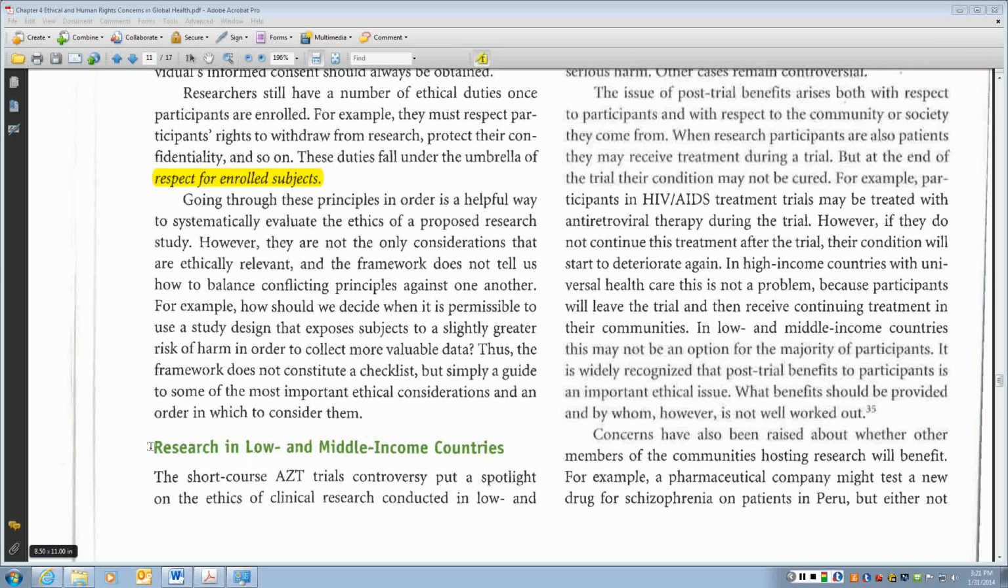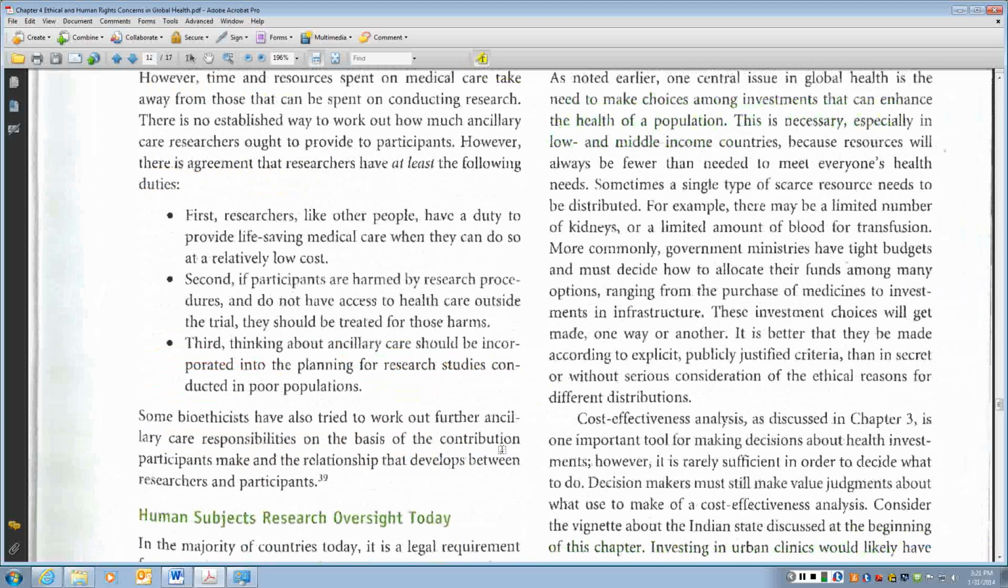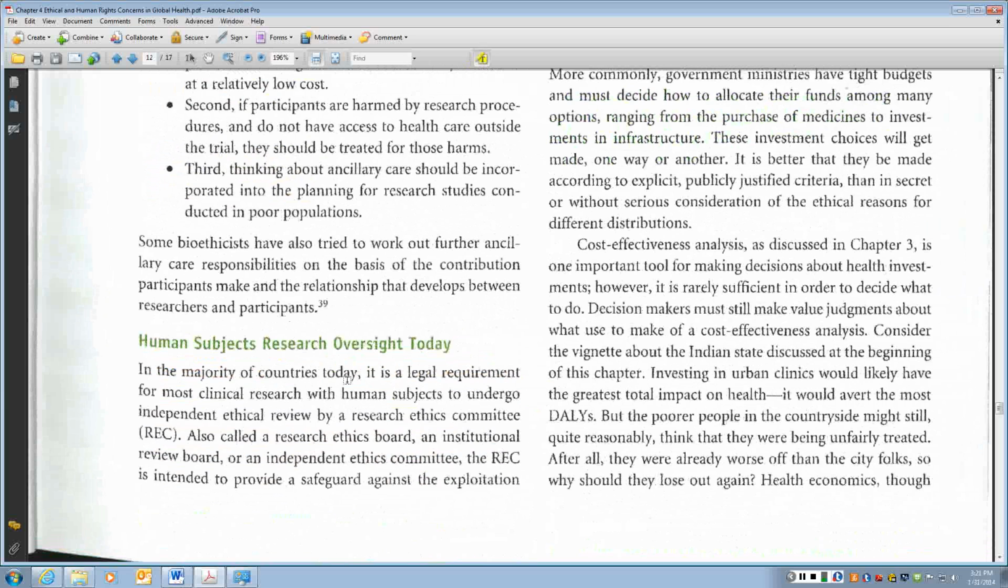Now we're looking at research in low and middle income countries, and that takes us down to page 81. We're almost through. This is sort of a short chapter, and this gets us into how we do research today and oversight. You'll see different things. Different boards are called different things. Here at ETSU, we have the Institutional Review Board, the IRB. That's our oversight committee that any research has to go through and be approved by that committee.